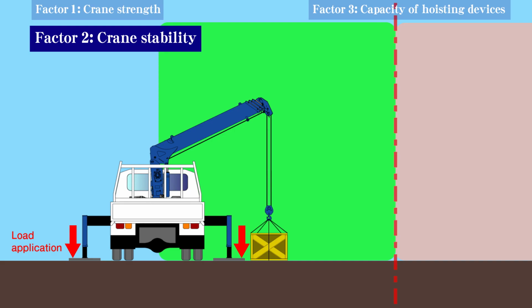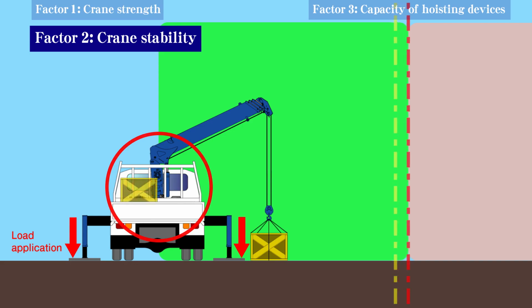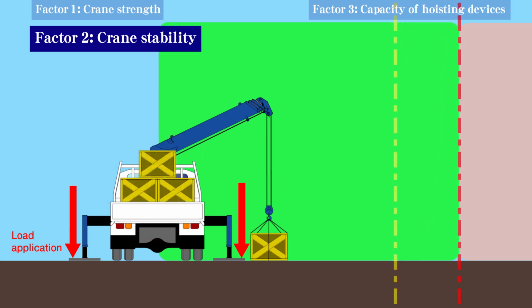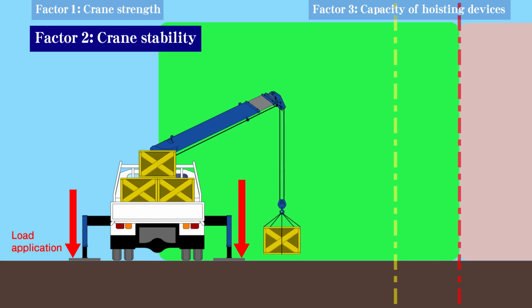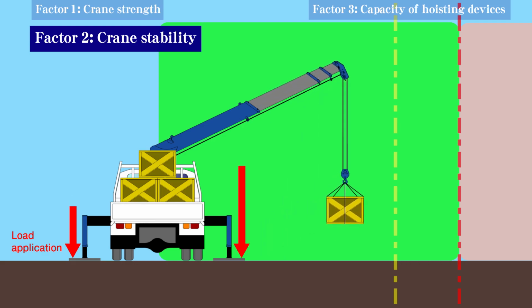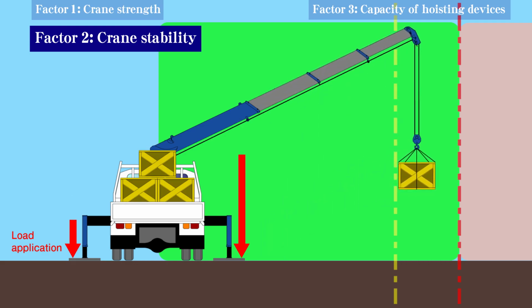Crane stability is higher when the truck size is larger and when the outrigger width is wider. For example, stability is higher when a truck is heavier, when the cargo bed is loaded, and when the outrigger extension width is wider.